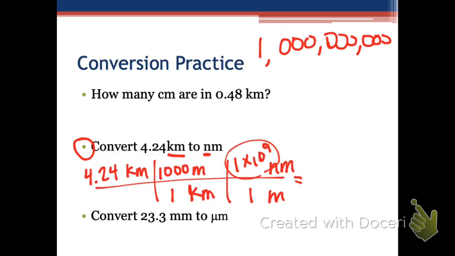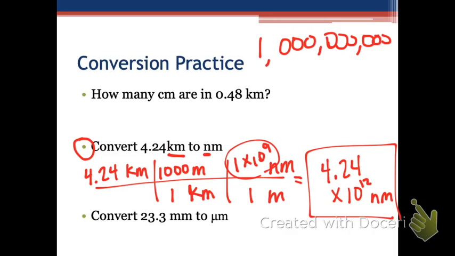Okay, so if I do my math, I get 4.24 times 10 to the 12th nanometers. How many of you got that?